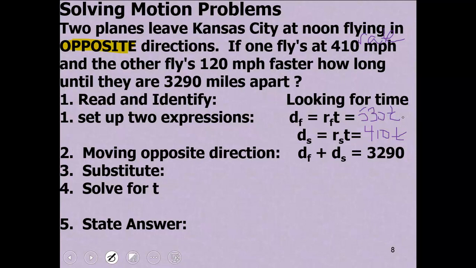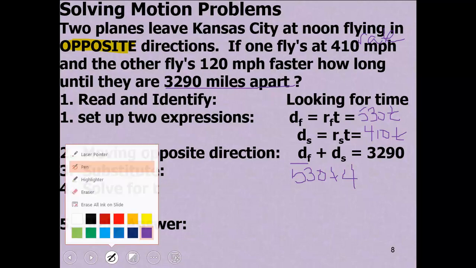t. All right? They're moving in opposite directions. So now I just add them together and set them equal to the miles that we want to discover how long it takes them to get this far apart. Okay? So then I do 530 t. Why? Because that's just what I defined the distance of my fastest vehicle. All right? In this case, the vehicle being a plane. Plus 410 t.